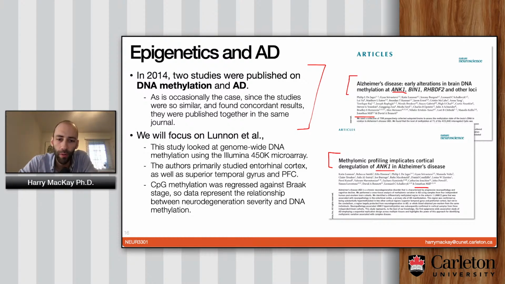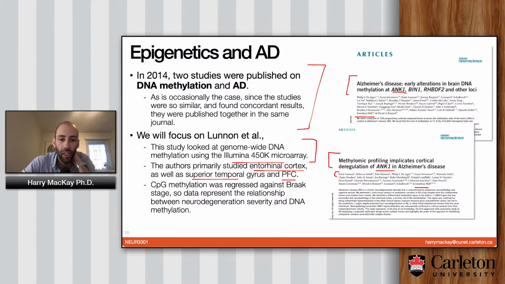So I chose arbitrarily to focus on Katie Lunnon's paper. This is the one here. What they were using was a method for studying genome-wide methylation called the Illumina 450K microarray. This gives you methylation data at 450,000 CpGs throughout the genome, and is a quick and dirty way to measure methylation status at a whole range of sites across the genome. Looking at entorhinal cortex, as well as superior temporal gyrus and prefrontal cortex.